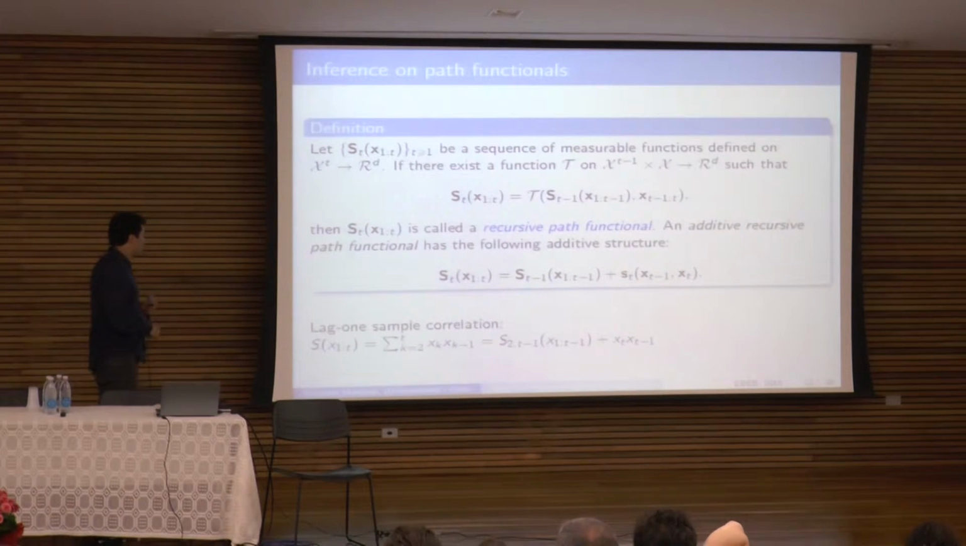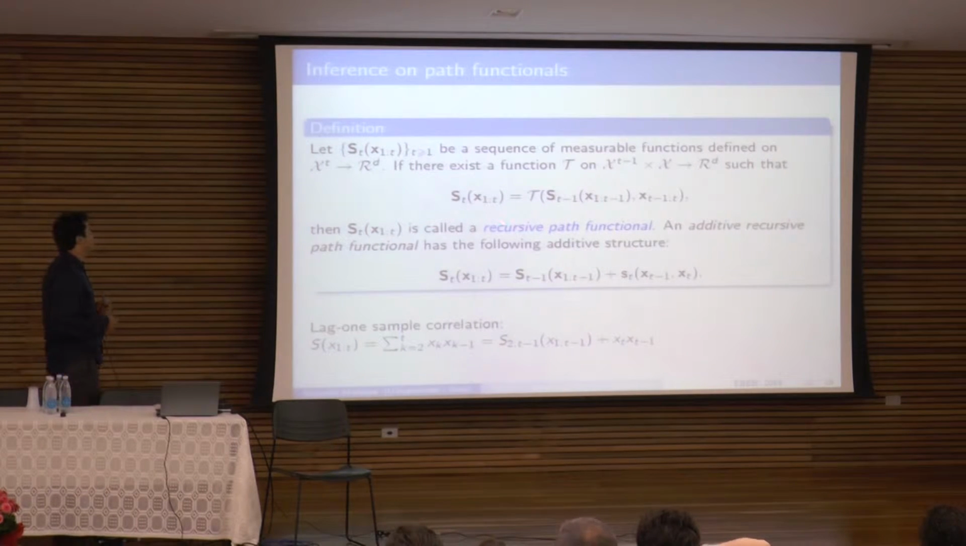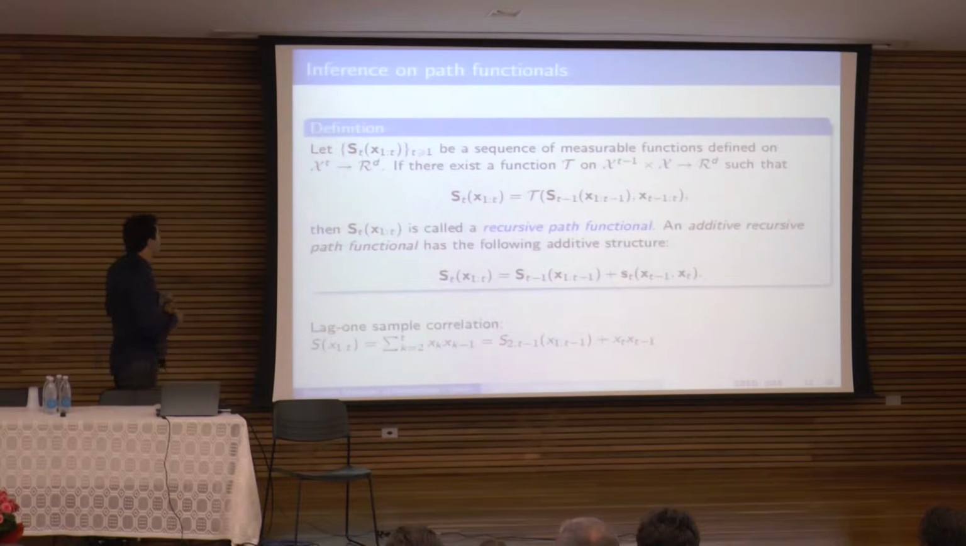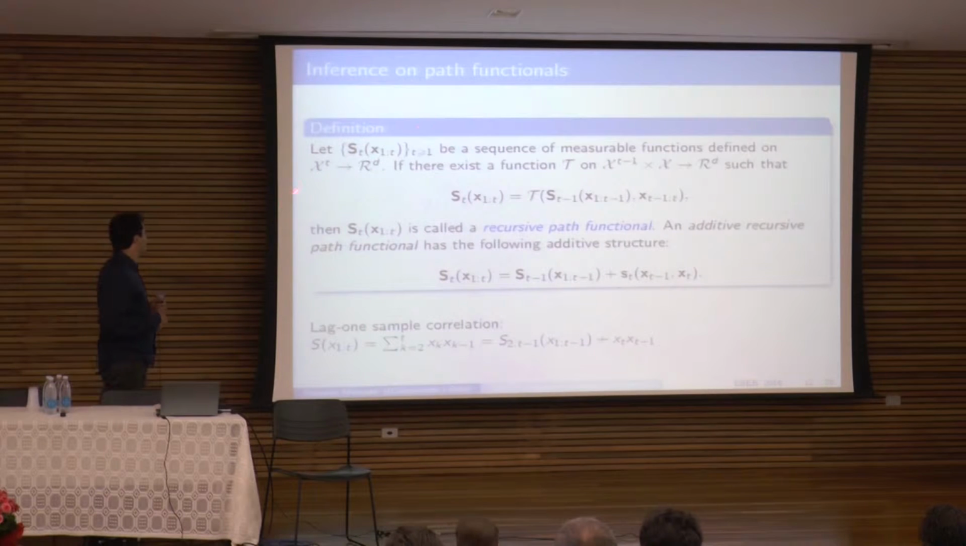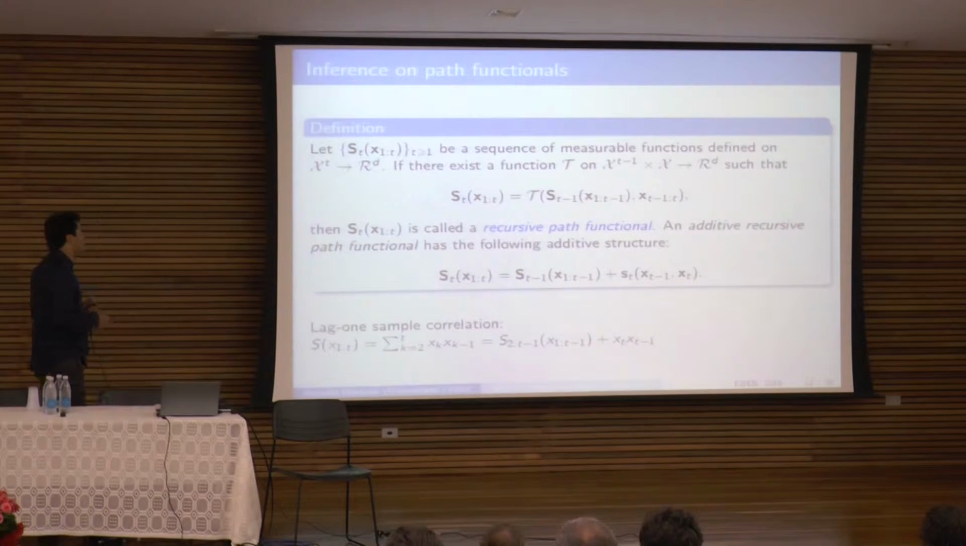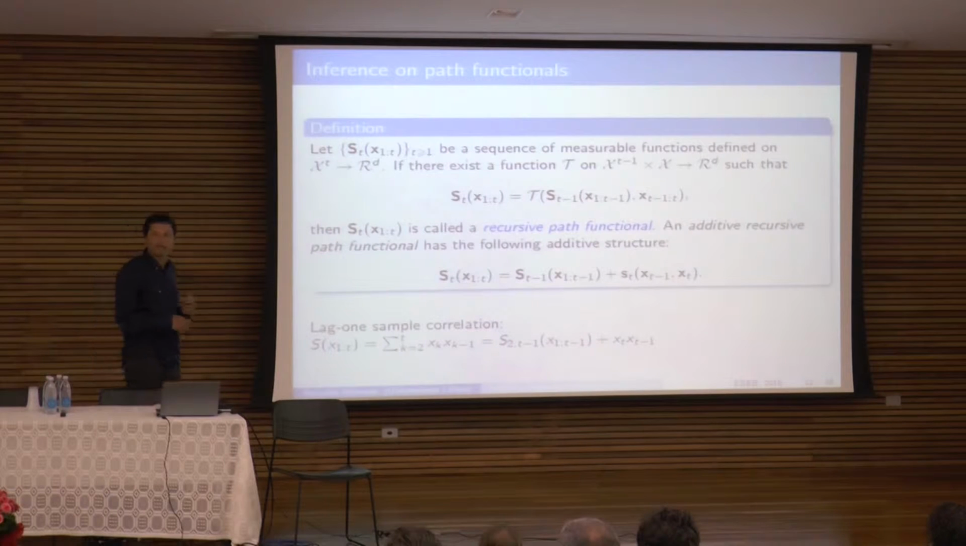So what's going to be important for this talk is the definition here, which I'm calling a recursive path functional. Let S_t be a sequence of measurable functions defined on X^t and R^d. If there is a function h_t such that you can write S_t as a combination of the function S_{t-1} of x_{t-1} and x_t, I'm calling this a recursive path functional. It's just to remember that you see how you combine the samples that you have.